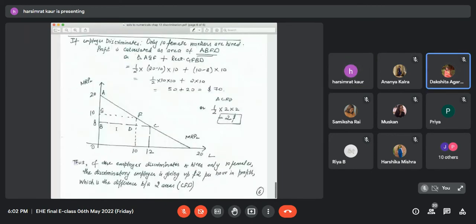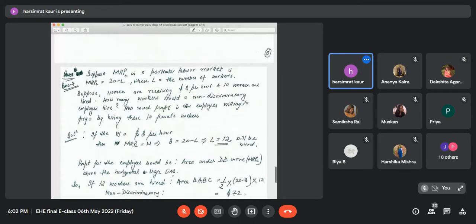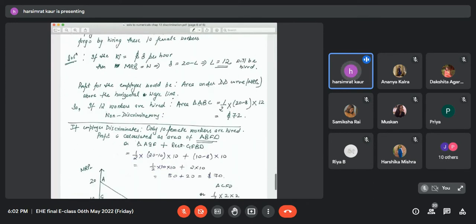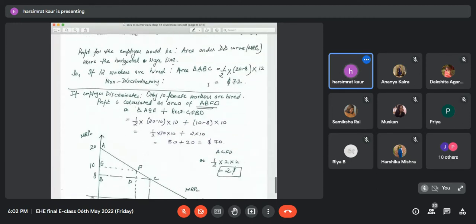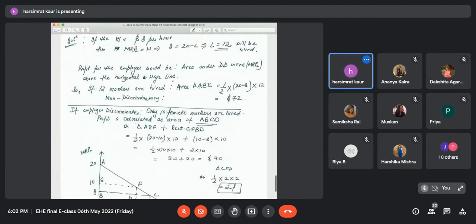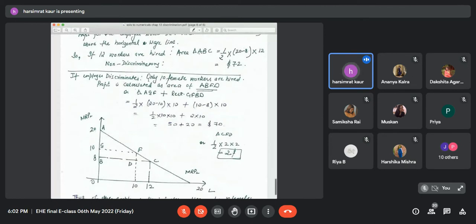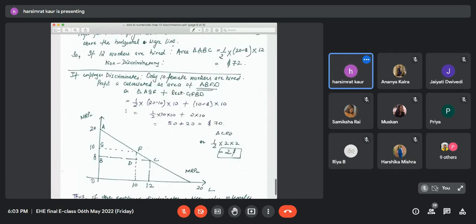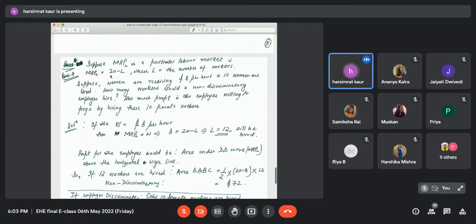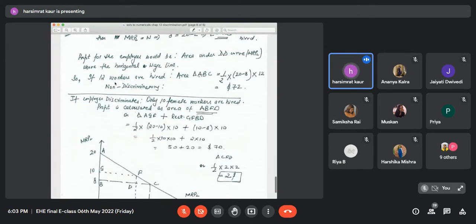Now, you are already given that a person who is discriminating is hiring only 10 women. But we know that of course 10 is not the optimal point. So guys, very carefully look at this diagram. Only 10 female workers are hired, so you can substitute this value.